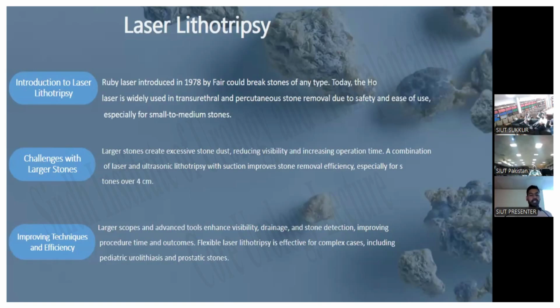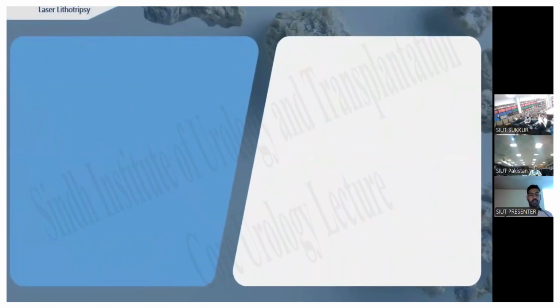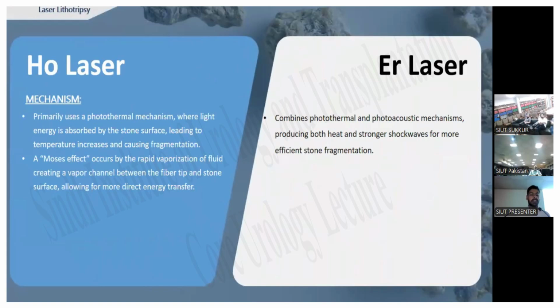So combination techniques are used when we face larger stones. For example, laser combined with ultrasonic and suction improves stone removal efficiency, especially for stones over 4 centimeters. And now advanced tools are there to enhance the visibility, drainage, and stone detection, improving procedure time and outcomes. So here we will discuss the holmium laser versus erbium laser.